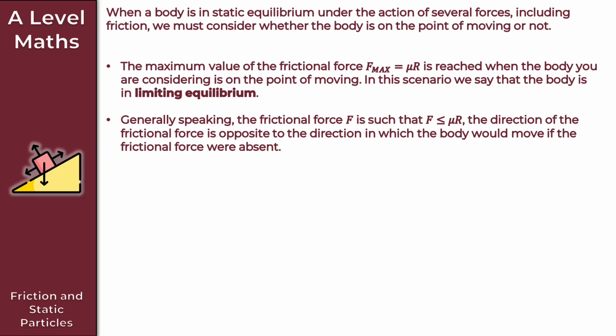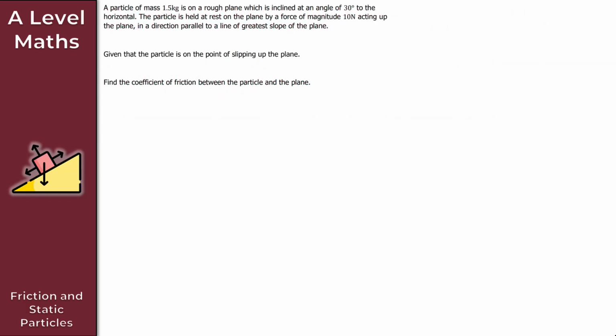I think the best way to demonstrate this concept of friction and static particles is to take a look at one practice question. We have a particle of mass 1.5 kilograms on a rough plane which is inclined at an angle of 30 degrees to the horizontal. The particle is held at rest on the plane by a force of magnitude 10 newtons acting up the plane in a direction parallel to a line of greatest slope of the plane. We're given that the particle is on the point of slipping up the plane, and we want to find the coefficient of friction between the particle and the plane.